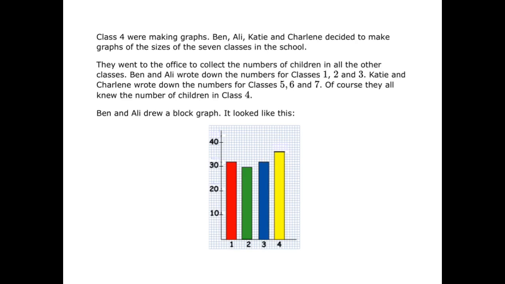Ben and Ali drew a block graph, which is another name for a bar chart, and it looked like this. So we can see along the bottom here we have got the 3 classes, and up the side here we have got how many children in each class. And looking at the scale of the paper, they've used each small square on their graph paper to mean 1 child.